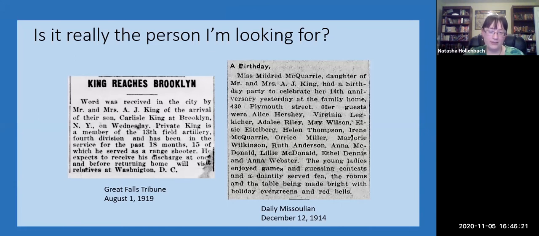And it took me a lot longer than it should have to realize that the A.J. King in Missoula was a different person. It finally dawned on me with these articles where they're talking about the kids, because the A.J. King I was following had two sons who were old enough to be soldiers in World War I, whereas the A.J. King who worked for the Daily Missoulian had a younger daughter. Not the same person, clearly.